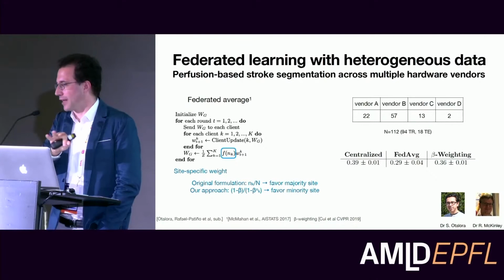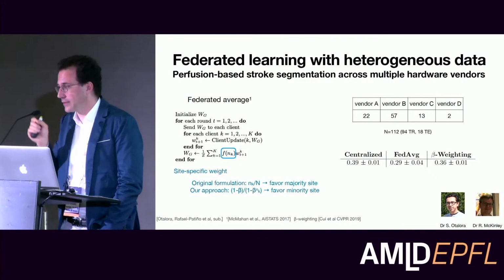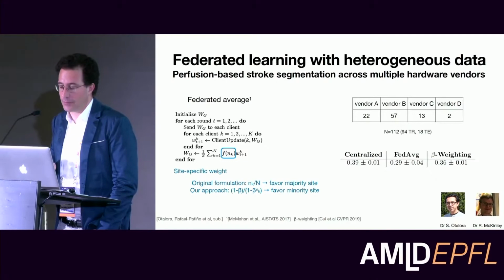But if you do federated average, you drop down to 29, right? So this is quite a sizable drop. And if you do this beta weighting thing, just by changing the weights, how you combine the sites, we think you can get it better. You get close to what you would get in a centralized. So that's always the goal, to get as close as possible to the centralized learning paradigm, right?